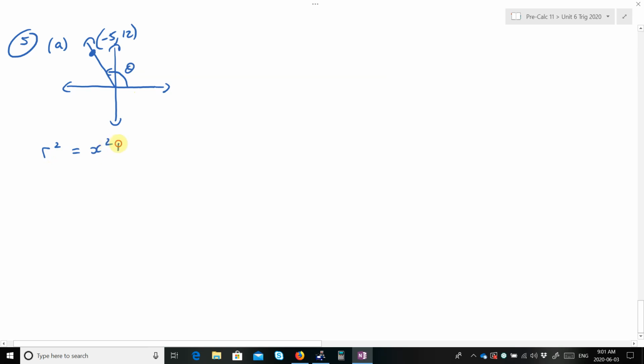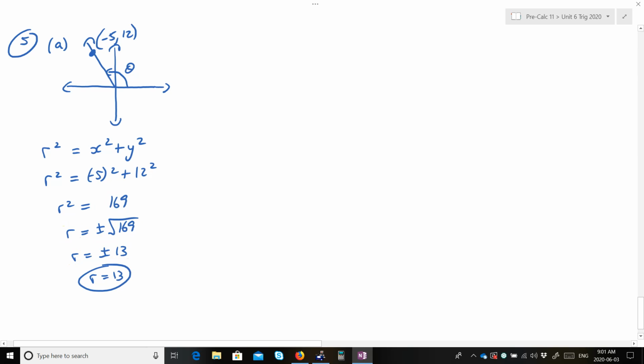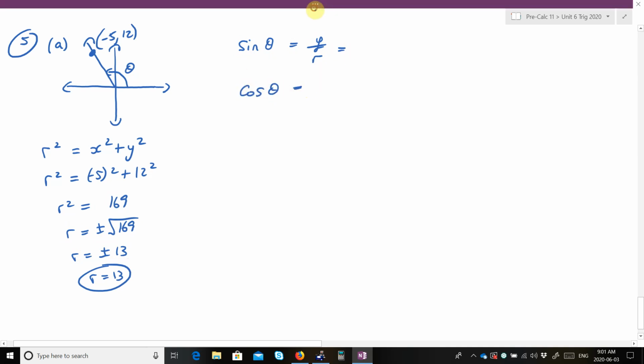R squared is equal to x squared plus y squared. Okay, -5 squared plus 12 squared is 169. So r is equal to plus or minus the square root of that. R is equal to plus or minus 13. And since r is a radius, we take it to be the positive. So sine of theta, by definition, is y over r. Cos theta is x over r.